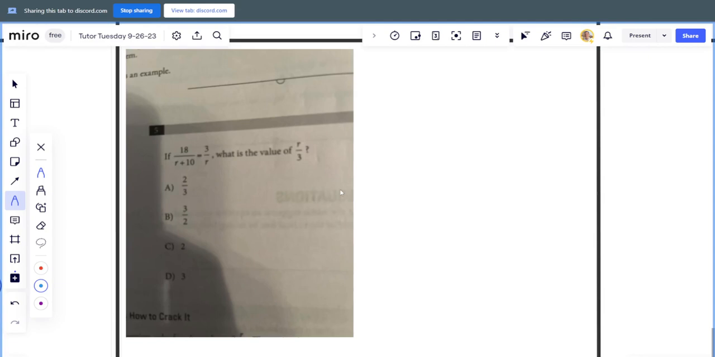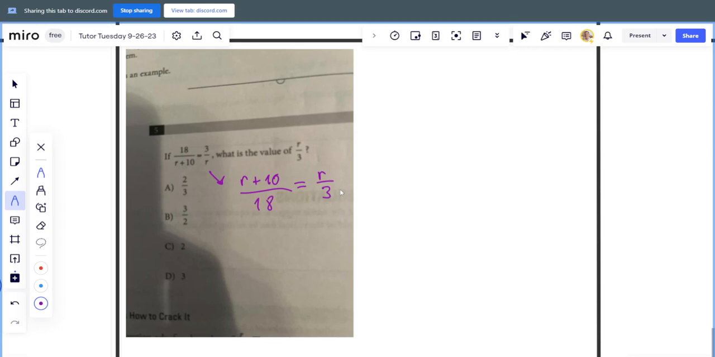If 18 over r plus 10 equals 3 over r, what is the value of r over 3? Well, I would take the reciprocal. Actually, I still am going to take the reciprocal because that would get me r plus 10 over 18 is equal to r over 3. Now if we just need a value for r here, you could kind of guess and check here. That might be valid.